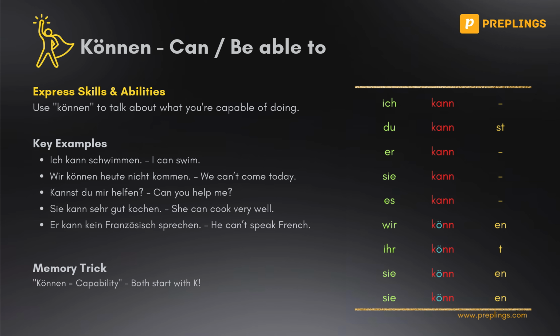Look at the conjugation table, and then look at the sentences. Easy, right? Feel free to make notes. Here is a quick trick to remember what können means. Können is same as can in English. Both start with K sound.